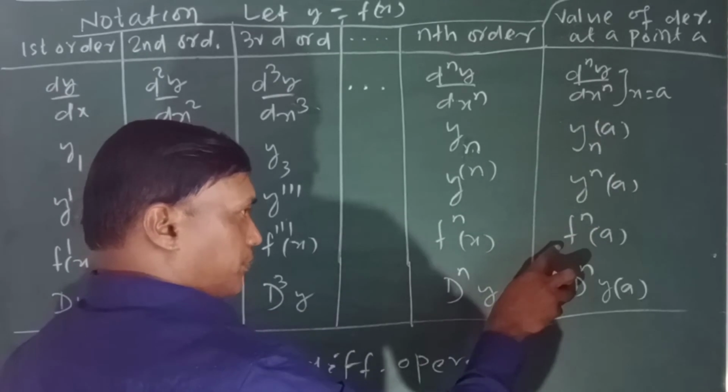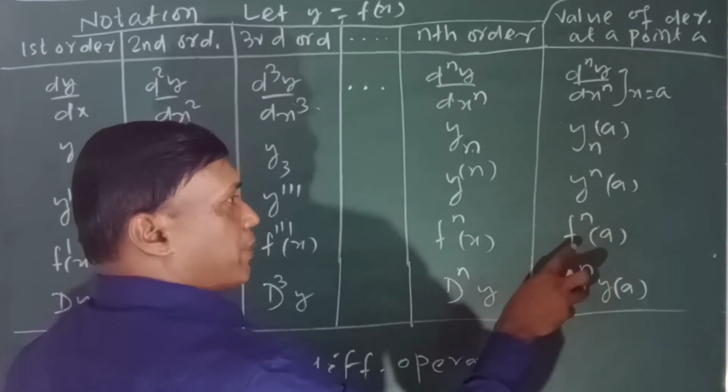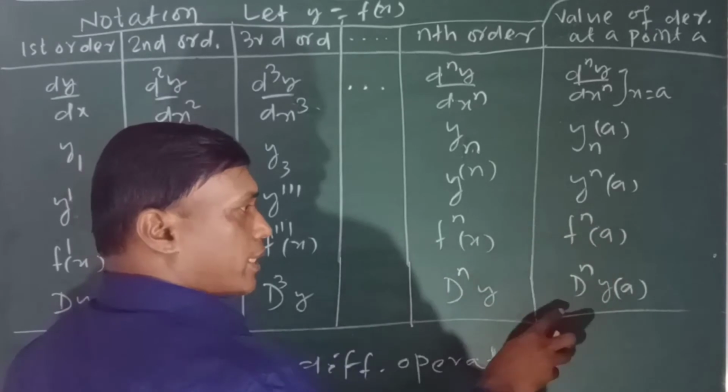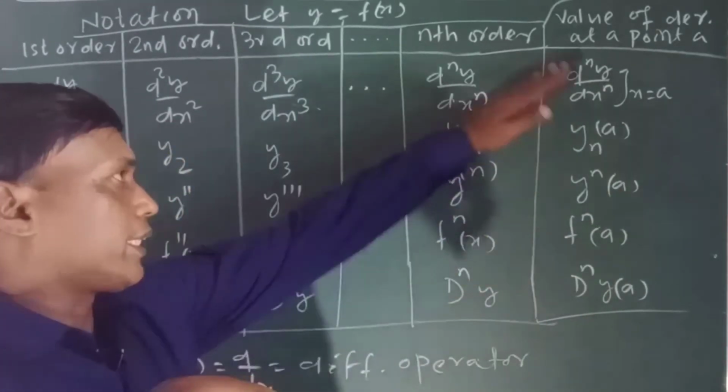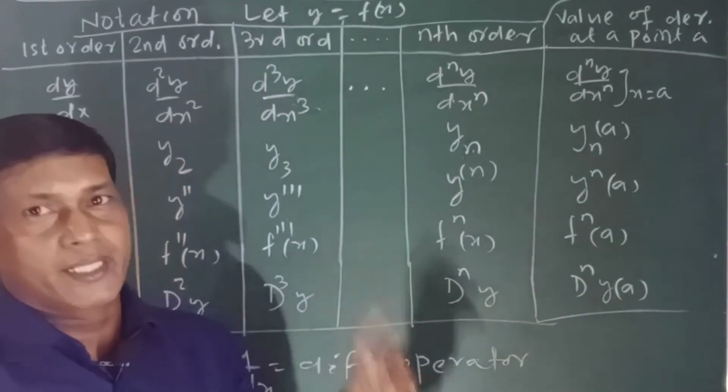So f^n(a) means the nth derivative function at x is equal to a. This is the symbol of the nth derivative at a particular point x is equal to a.